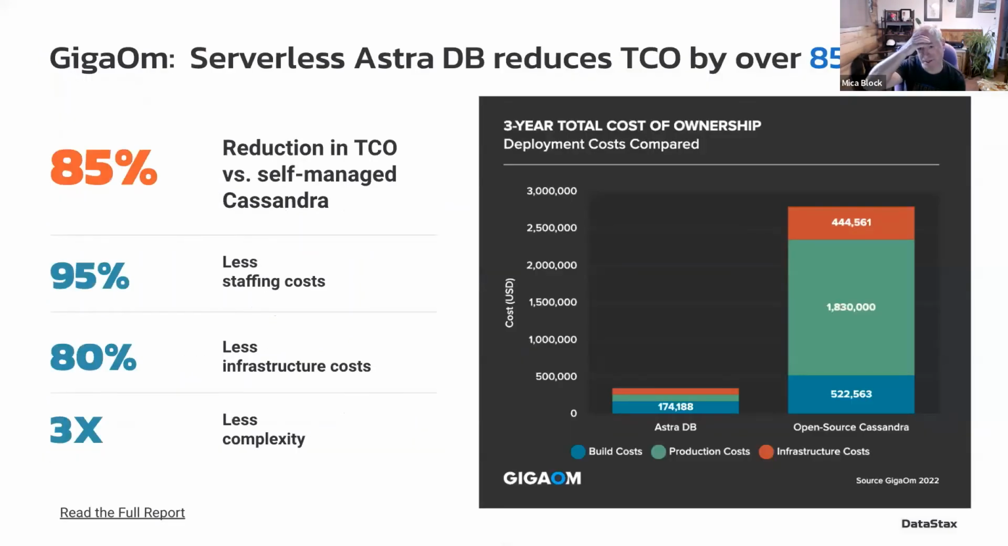And again, this is just a recent study that GigaOM has done on the TCO versus open source, self-managed Cassandra. And the thing that I would like to point out is the 94% less staffing costs. So from a DevOps perspective, there's a lot less things that DevOps people have to do to manage or to work on a distributed database.